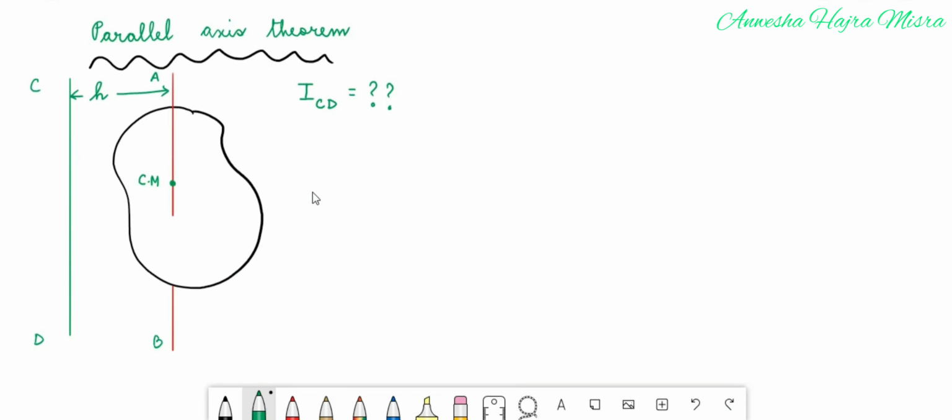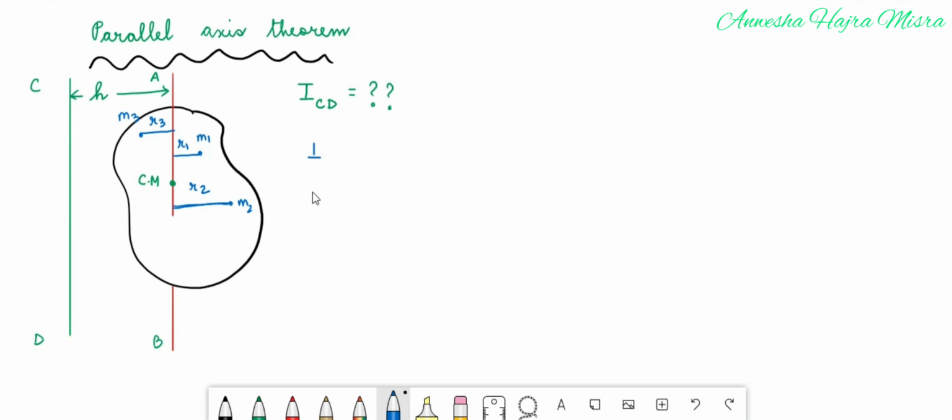Now let us consider a mass m1 over here at a distance r1, mass m2 over here at a distance r2 from the center of mass axis, a mass m3 over here at a distance r3 from the center of mass axis.